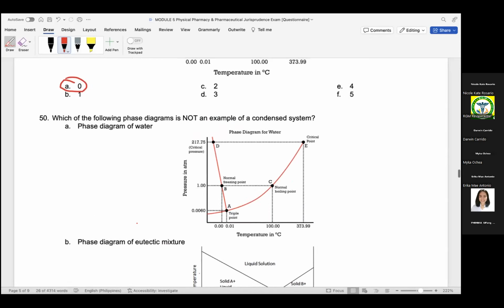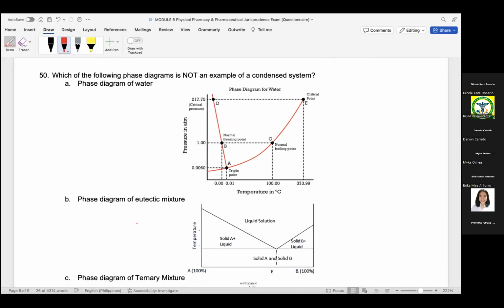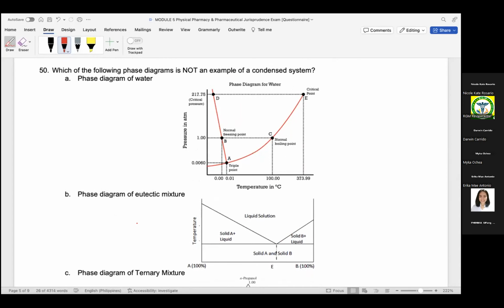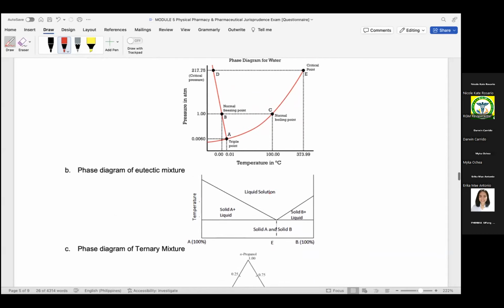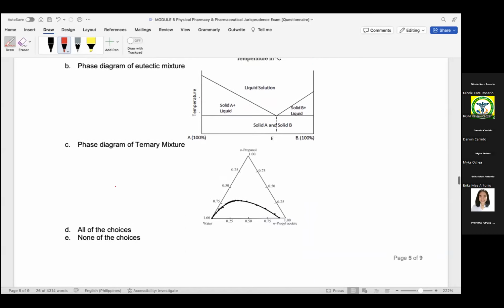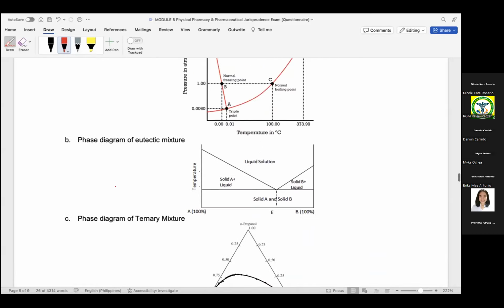Number 50. Oh, we're halfway done. We'll take a break after this. Which of the following phase diagrams is not an example of a condensed system? What does condensed system mean again? Condensation is gas to liquid. So it means there is no gas. Which diagram has no gas? A, B, or C? B and C have no gas. So the non-condensed example is letter A, the phase diagram of water.